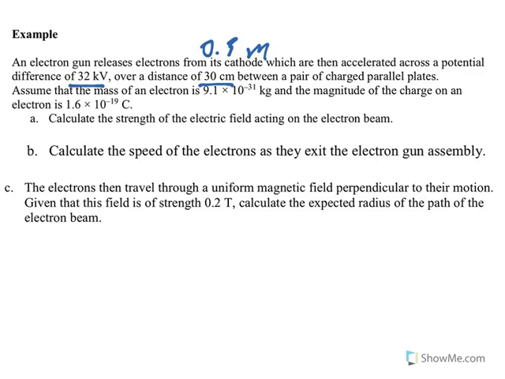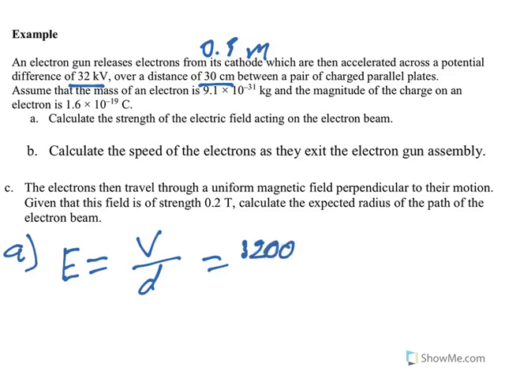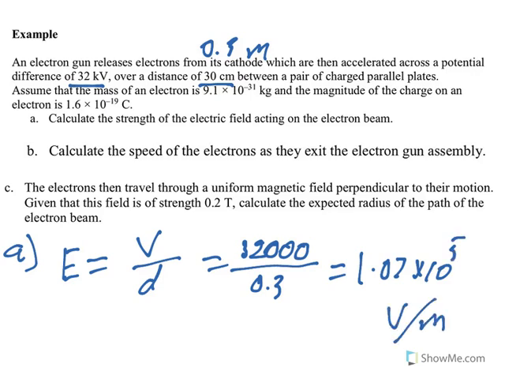Alright, so we are asked to calculate the strength of the electric field acting on the electron beam. So electric field is the voltage over the distance between the plates, and the voltage is 32,000 over the distance between the plates, which is 0.3 of a meter. And when you stick that in your calculator, you get 1.07, or 1.07 by 10 to the 5 volts for every meter.